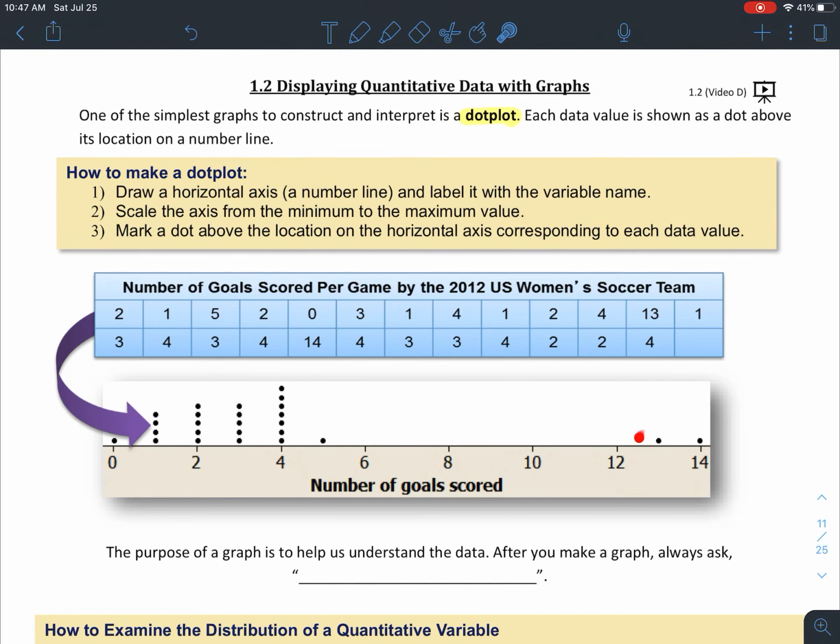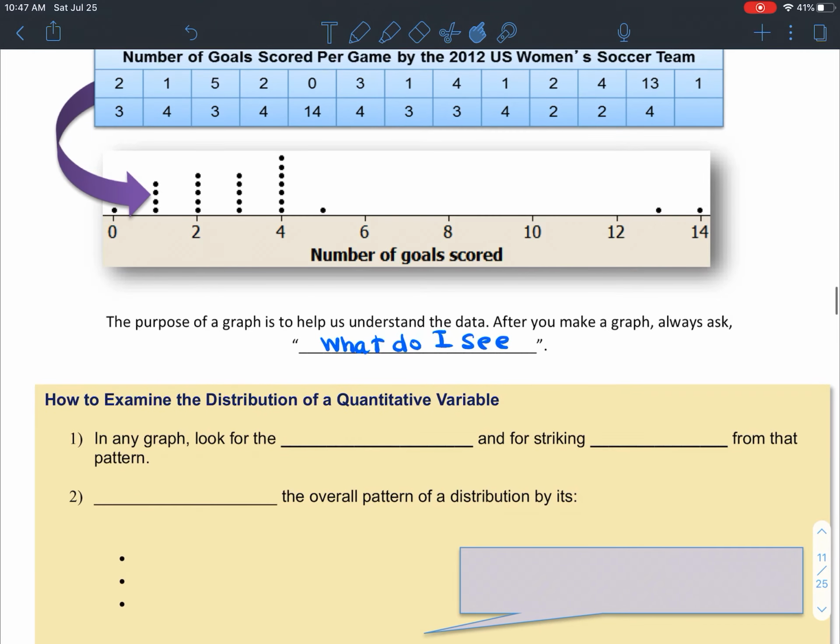Okay, and you see these extra dots over here, so you learn a lot when you look at a dot plot. And so we're going to talk in this section about a very, very important aspect of studying distributions. The whole purpose of a graph, whether it's a dot plot or even a bar graph, is to try to understand the data. So after you've made a graph, you always want to ask yourself, what do I see? Okay, what do I see? And there are certain things that you should look for, okay?